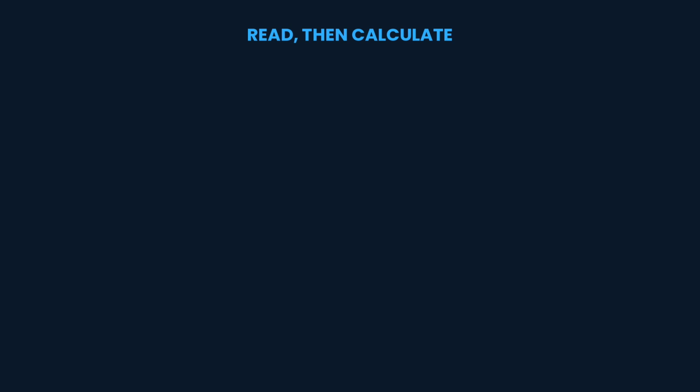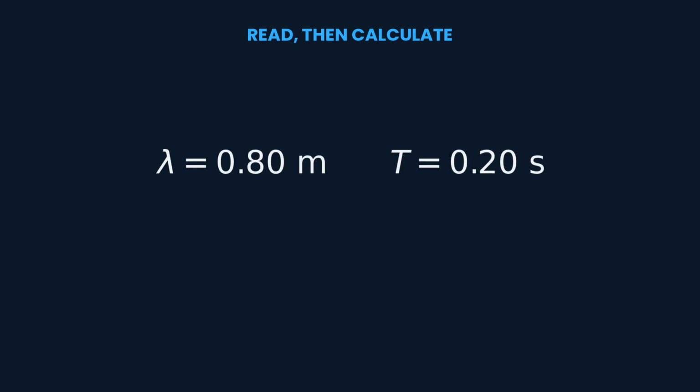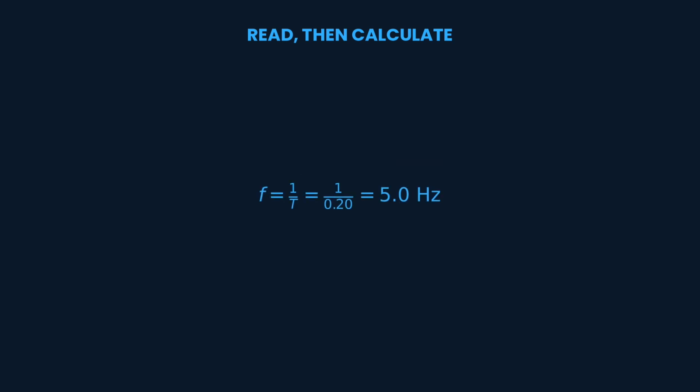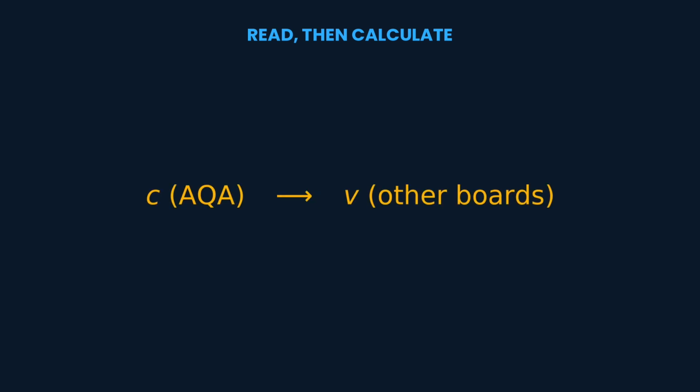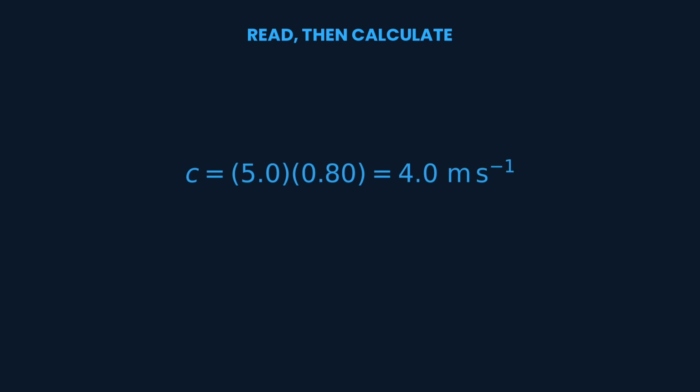Return to our wave. The distance graph repeats every 0.80 meters, so that is the wavelength. The time graph repeats every 0.20 seconds, so the frequency is 1 divided by 0.20, 5.0 Hz. In one period, the wave advances by one wavelength, so its speed is lambda over T, which is f lambda. Wave speed may be written as c or v; the equation is unchanged. 5.0 multiplied by 0.80 gives 4.0 meters per second, the wave speed, not the marked point's vertical speed.